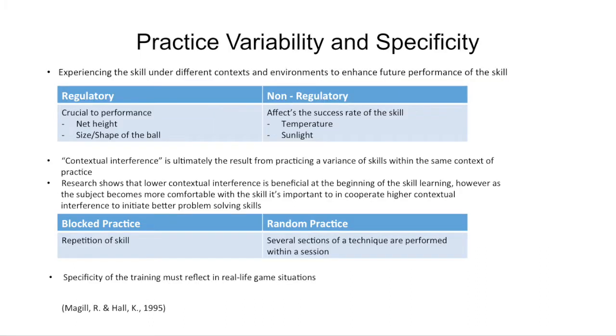Practice variability is crucial for Brayden to perform the skill under different conditions in order to enhance his future experience. Regulatory and non-regulatory conditions can both be altered, which can both be seen here in the table. Research shows that lower contextual interference is beneficial at the beginning of the skill learning. However, as the subject becomes more comfortable with the skill, it's important to incorporate higher contextual interference to initiate better problem-solving skills. Blocked practice is beneficial for the fundamental development of the motor skill. However, random practice allows for greater retention of the skill.